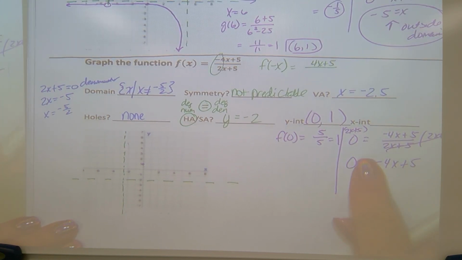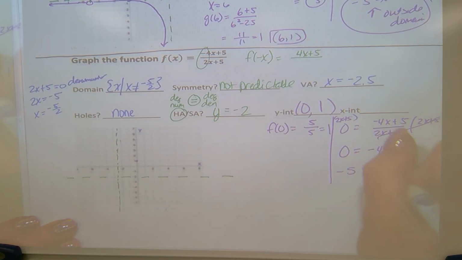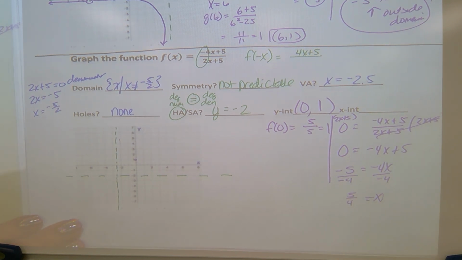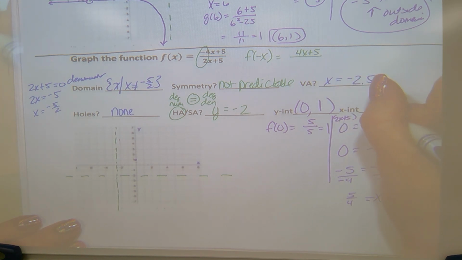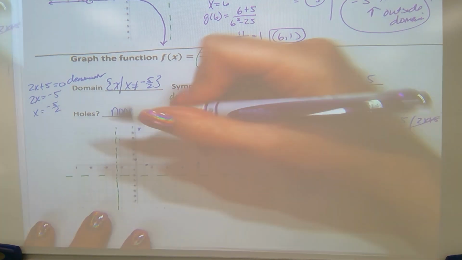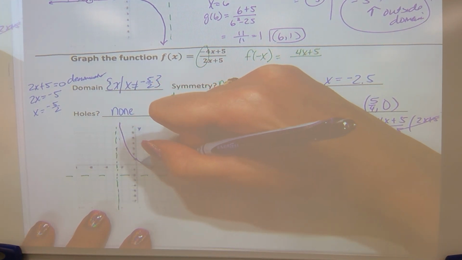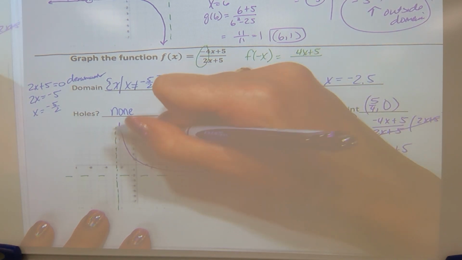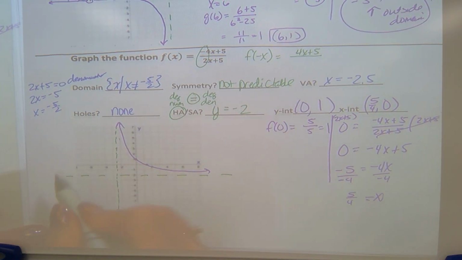So I'm going to subtract 5. I get negative 5 equals negative 4x, and then I divide by that negative 4, and I get x equals a positive 5/4. Well, 5/4 is 1 1/4. So where x is 5/4, y is 0, that's my x-intercept. So 5/4 is just to the right of 1, and yeah, look at that. That confirms my expectation that this curve goes right here. And that's my only x-intercept, which confirms my expectation that this piece isn't going to cross this x-axis.